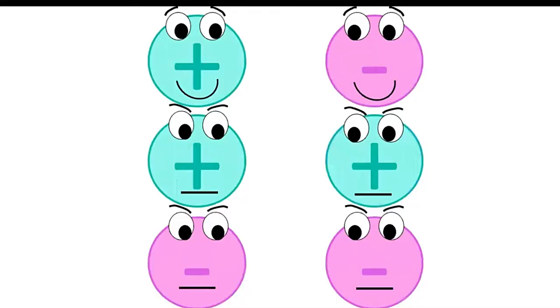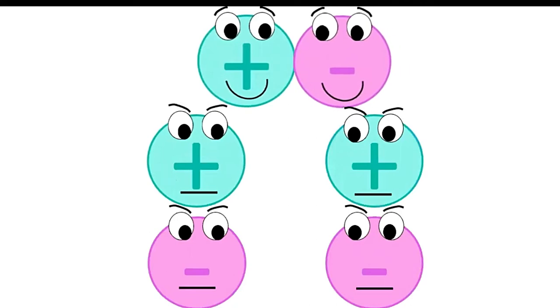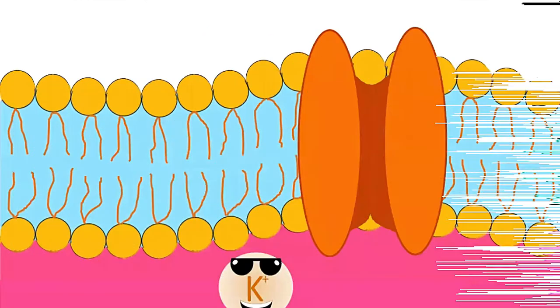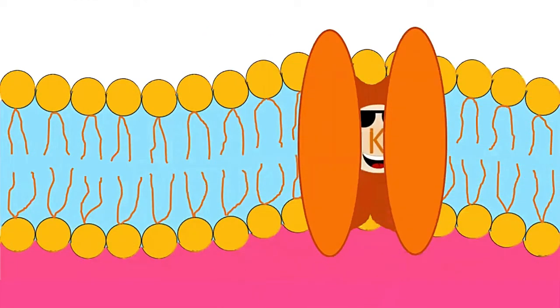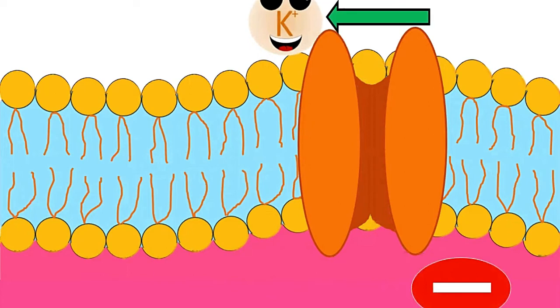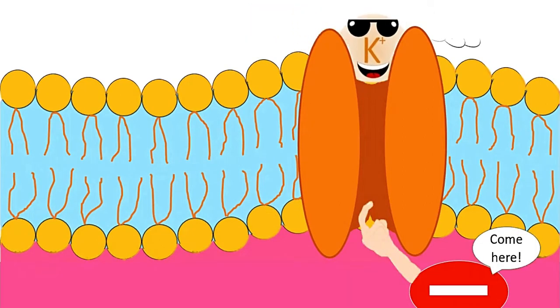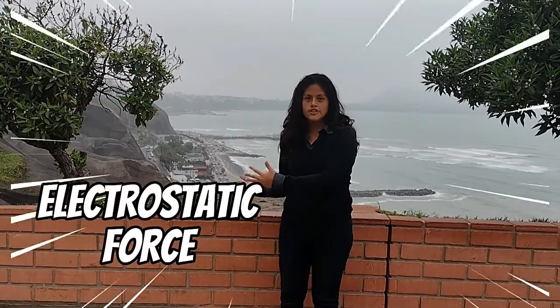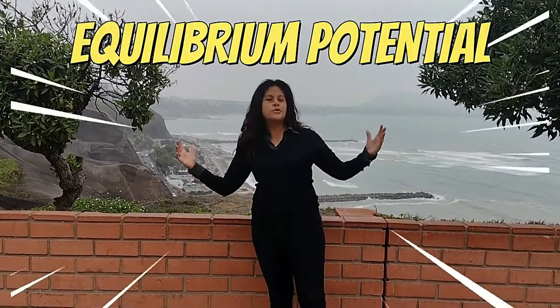And the second force is the electrostatic force, which basically is the rule that opposite charges attract and like charges repel each other. We know that after diffusion, more and more potassium went to the outside, so it left behind a negative charge inside of the cell. And since potassium is a cation, which means positively charged, it is attracted to the negative charge. So the balancing point between diffusion and electrostatic forces is what we call the equilibrium potential.